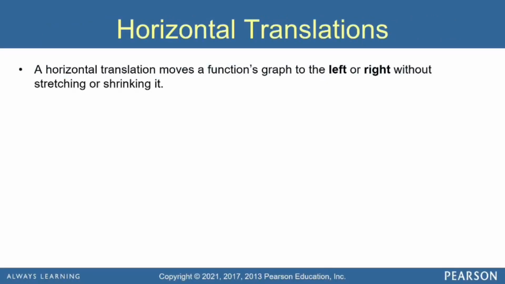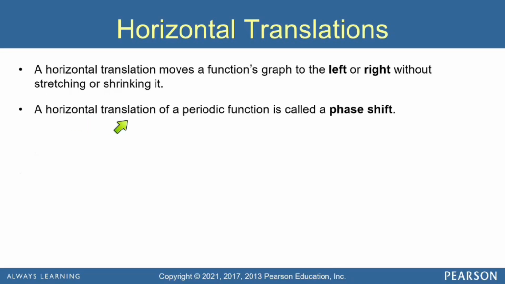So first, let's talk about horizontal translations. Like I said before, a horizontal translation moves a function's graph to the left or right without stretching or shrinking it. And the name for the horizontal translation of a periodic function is called a phase shift. So instead of actually using the words horizontal translation, we will routinely talk about phase shift when we want to talk about moving the graph of sine or cosine to the left or to the right.